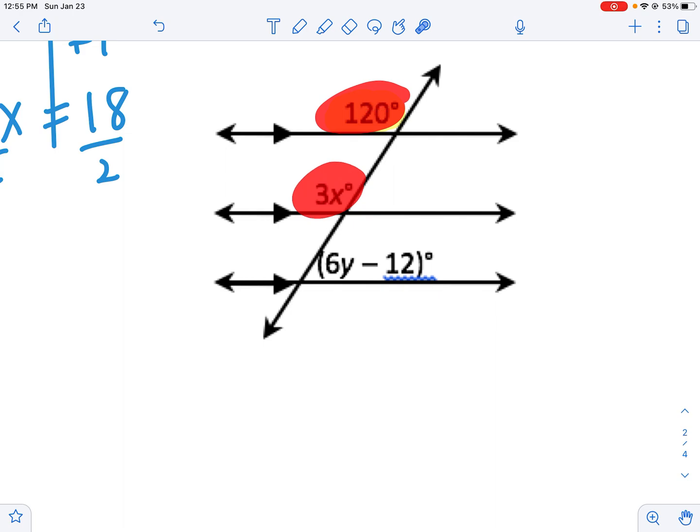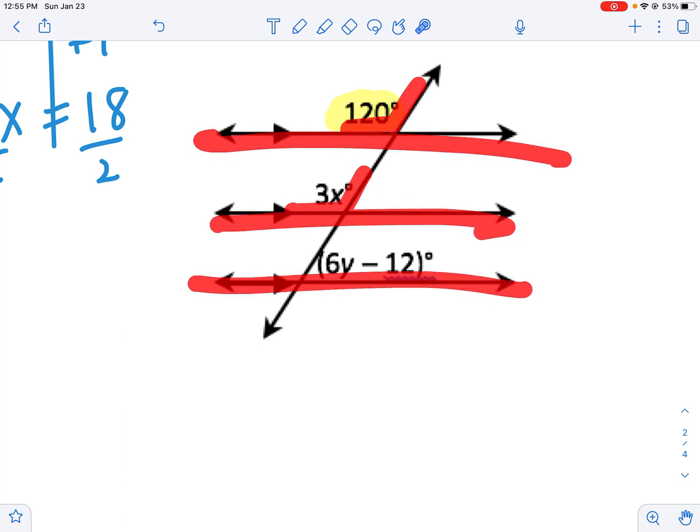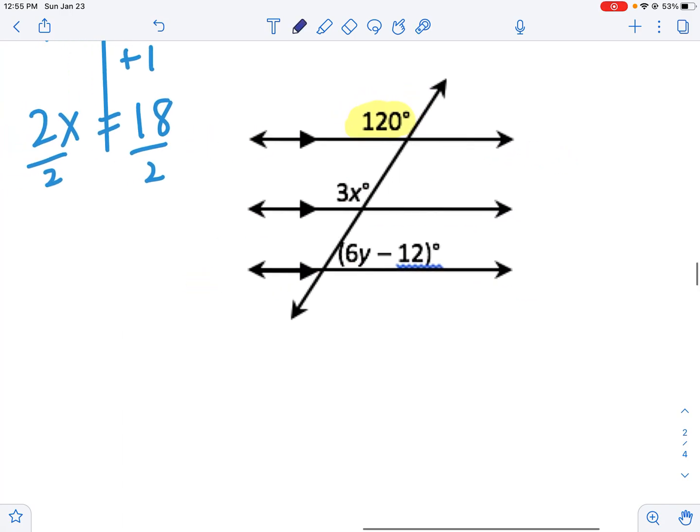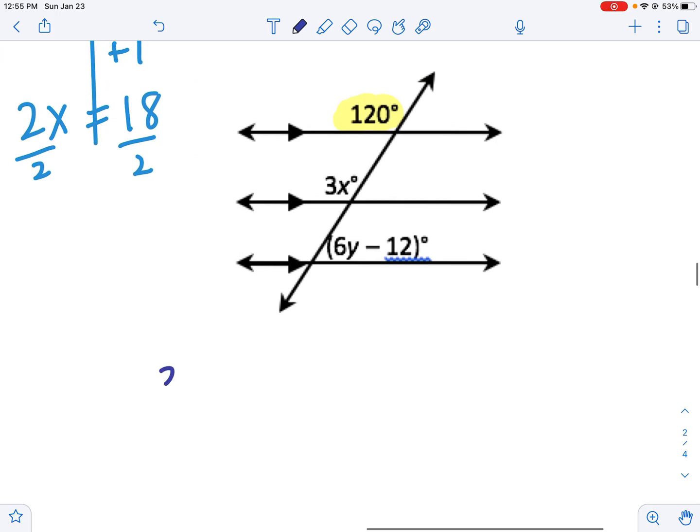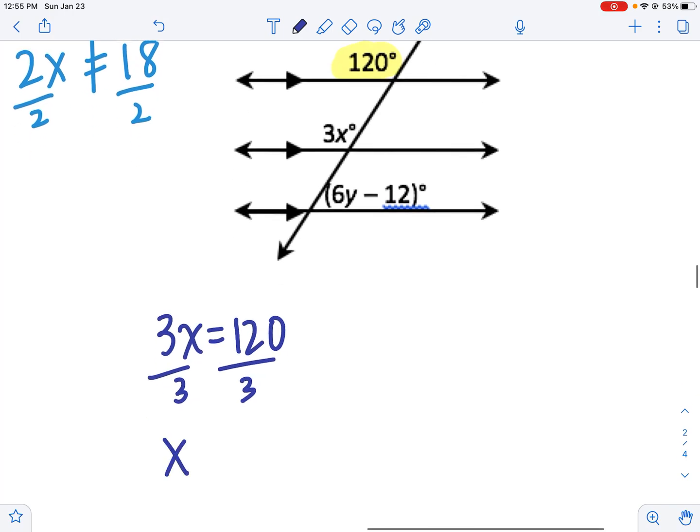And if you can't remember whether they're corresponding, alternate interior, alternate exterior, same side interior, same side exterior, just ask yourself, do you think that they would be part equals part or part plus part? And if you notice they're both obtuse, my picture's drawn to scale, so this is going to be part equals part. So 3x would equal 120. Divide both sides by 3, so x would equal 40.